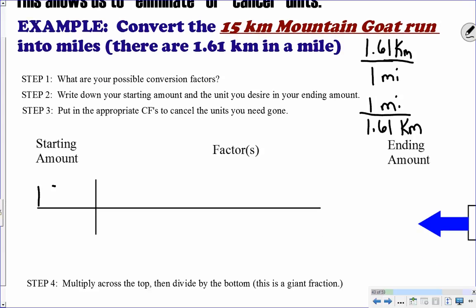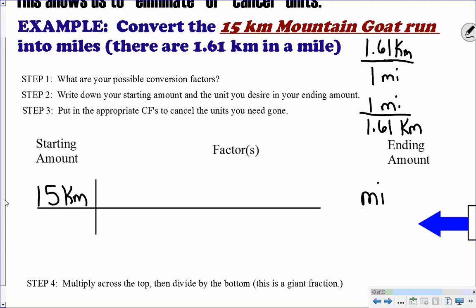So our starting amount is our 15 kilometers. That's what's given to us in the problem. I often like to think about what unit I want my ending amount to be in. So I like to come over here and say, okay, I want this to come out in miles. I'm going to show you these with parentheses also, but this picket fence way of doing this is kind of nice. Just start with a line.